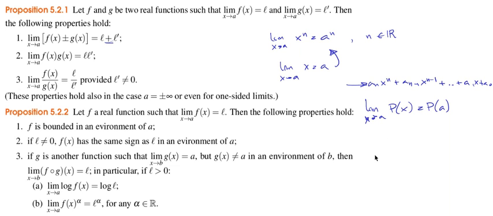We can also apply these properties to prove that for a rational function the limit will be P_n of a divided by Q_p of a, where n and p are the degrees of those polynomials. But this is only true if the denominator is different from 0, so if a is not a root of this polynomial. So it is kind of easy to compute the limits of polynomials and rational functions.